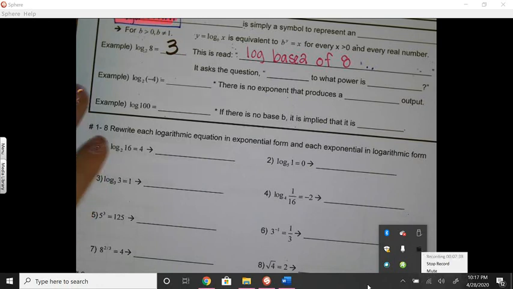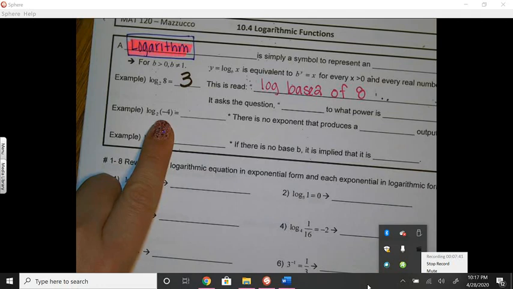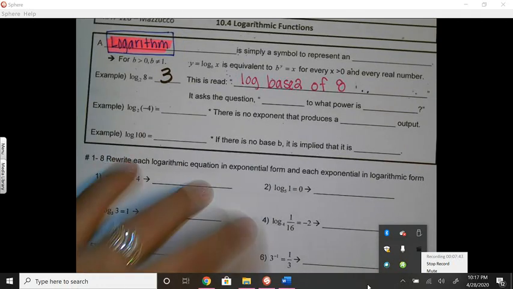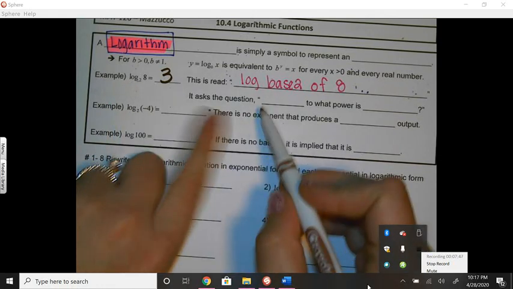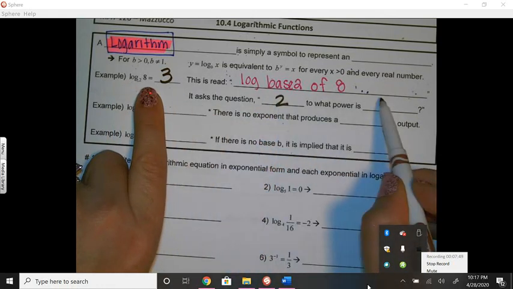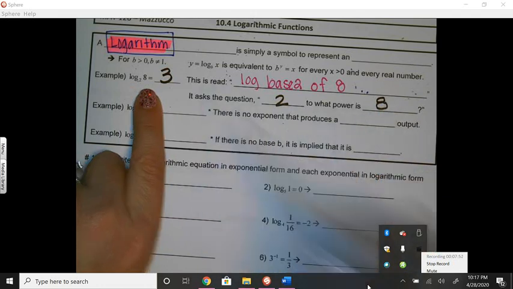Okay. So we have a couple more up here to evaluate. Oh, we forgot to fill this out. So we did this one already, log base 2 of 8. It's asking you 2 to what power is 8. Okay, so that's the one we did there.